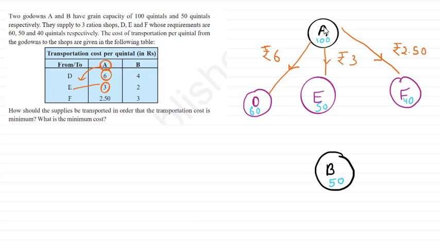₹2.50. Now the same thing from B to D, sorry, it is ₹4. So here I'll just write ₹4. From B to E, it is ₹2. That is this one. And then from B to F, it is ₹3. So all this I have written. These are the transportation costs per quintal.